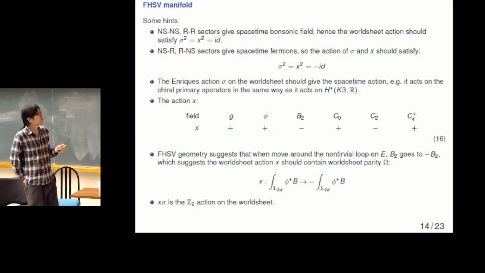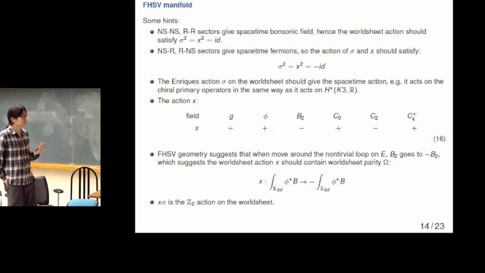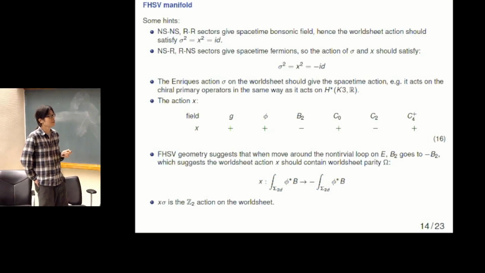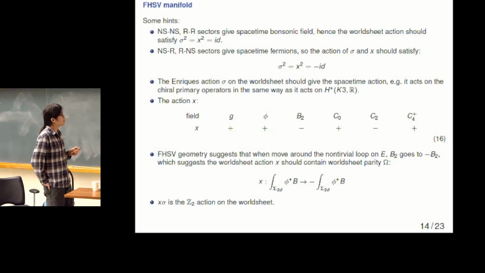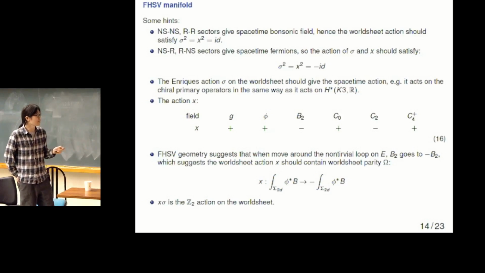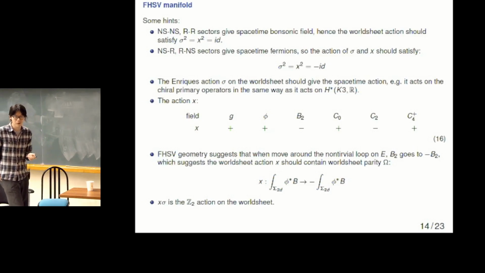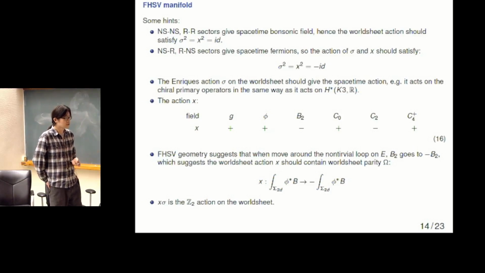And the Enriques action, sigma, acting on the worldsheet should give the space-time Enriques involution, which means that it should act on the chiral primary operators in the same way as it acts on the cohomology of K3. And as for the action X, first, this field content should be charged under X in the following way. And also remember that according to the construction of FHSV, if we move along one non-trivial loop around the Enriques, B2 goes to minus B2, which simply suggests that X should involve the worldsheet parity transformation. The combination of X and sigma is the Z2 action that we are looking for.